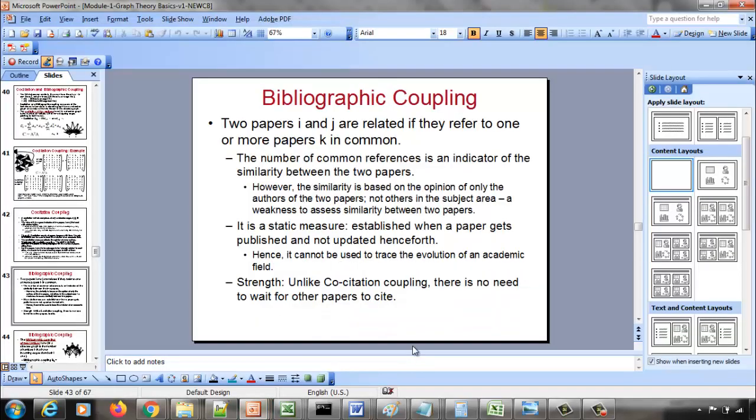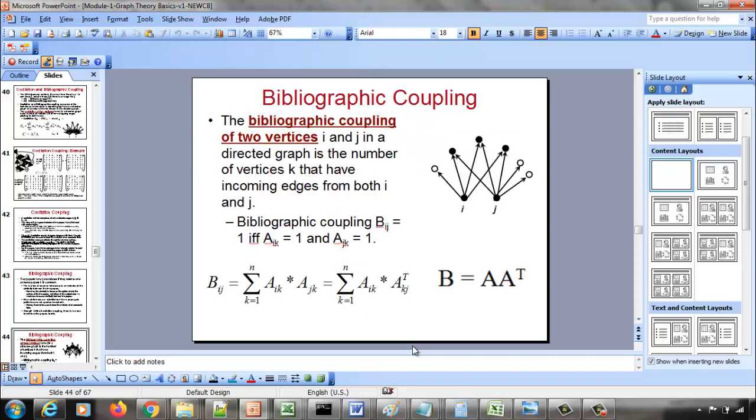Okay, so the bibliographic coupling is also a method to evaluate the relation between two papers. Now this is the other way, in the sense that you publish a paper and you're citing some references in it, right? So let us take two papers I and J that have some references.